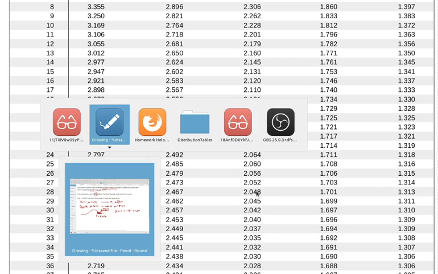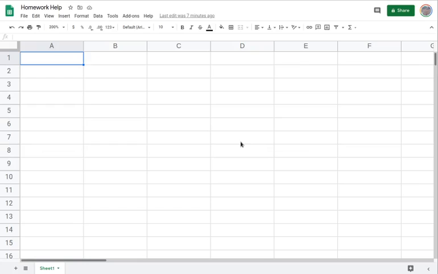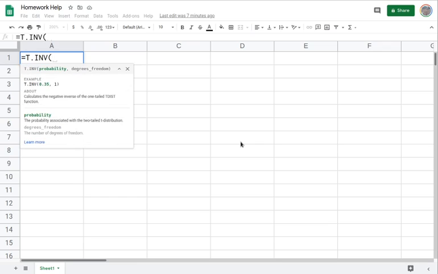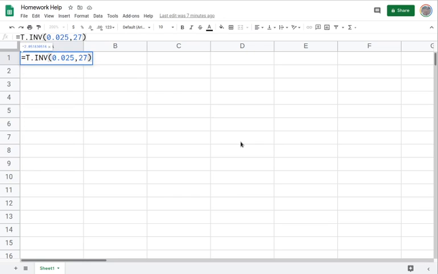Now, if I want to use a spreadsheet, I'm going to use the t.inv formula. And the probability is 0.025. The degrees of freedom we found is 27. Now that gets me a critical value of negative 2.052 if we round it. So what that formula does is it gets me the critical value that has 0.025 to the left.